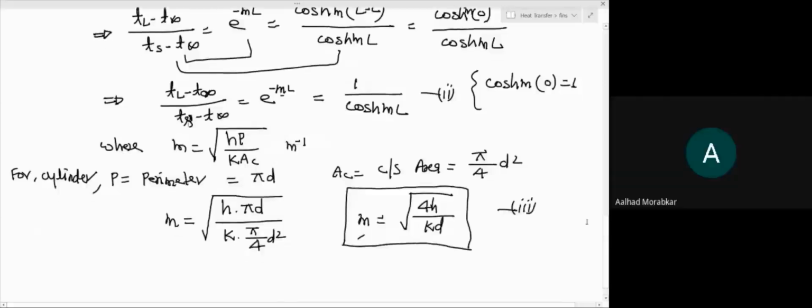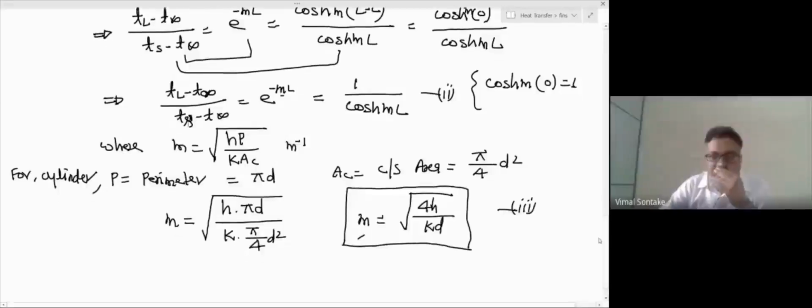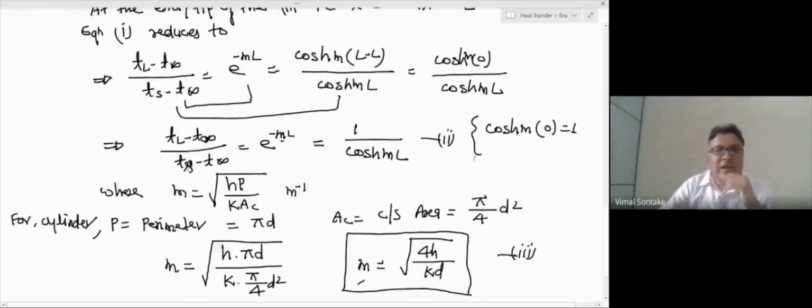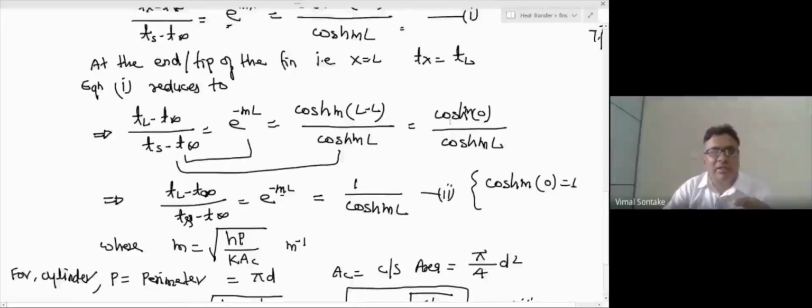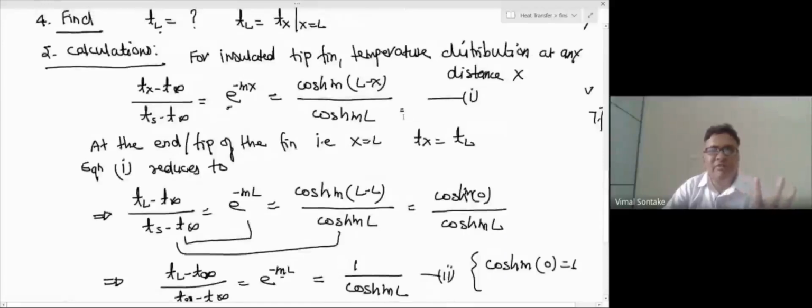Okay. So I will wait. The cos h term I'm unable to understand. Okay. See, you can write this TL minus T infinity over TS minus T infinity in the form of a hyperbolic term, e to power minus ml. Now, this e to power minus ml can also be... okay, let me explain from the starting.